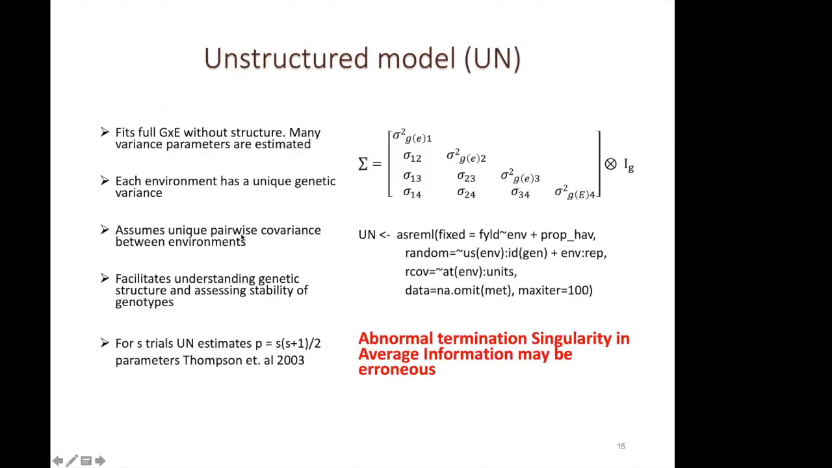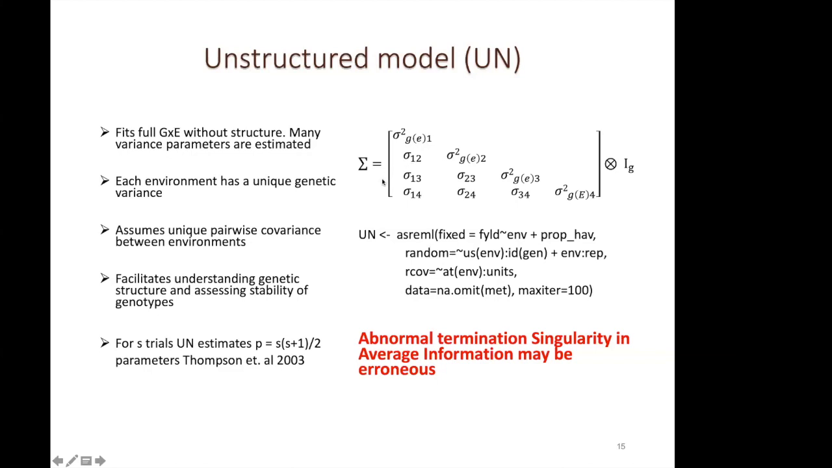So this is another form of model we fitted, and this is the most liberal of all the models. It is liberal in the sense that it fits the full G by E without structure. So in this kind of model, we assume that each environment has a unique genetic variance, and the correlation between any pair of environments is also unique.